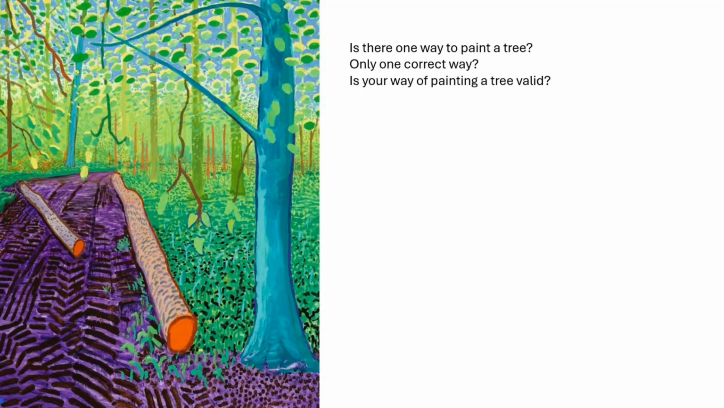On the left, you can see an example of a painting of some trees. This is by the English artist David Hockney. I picked this one as an example. It's an interesting use of color. He has some analogous color schemes going on, sort of blues, yellows, and greens, but he also has some complementary colors going on, so the orange and purple, for example.